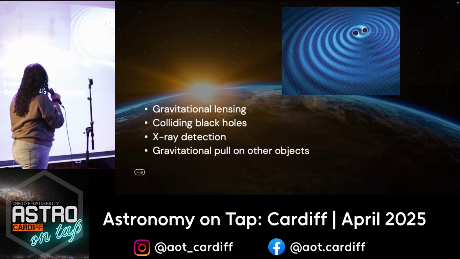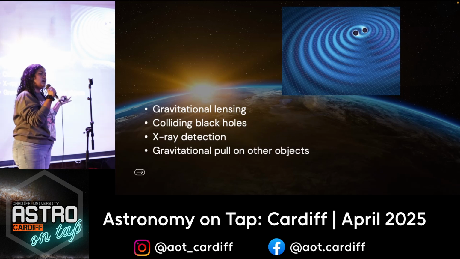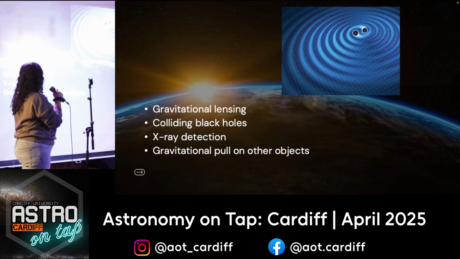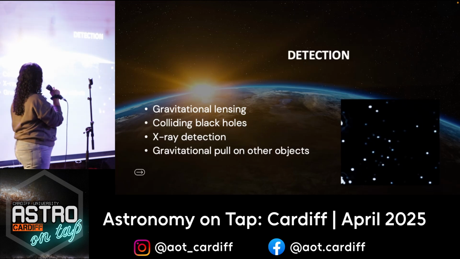Then we have the X-ray detection. That's usually from the accretion disk. The accretion disk is so hot that it usually emits EM radiation. And last we have the gravitational pull on objects.